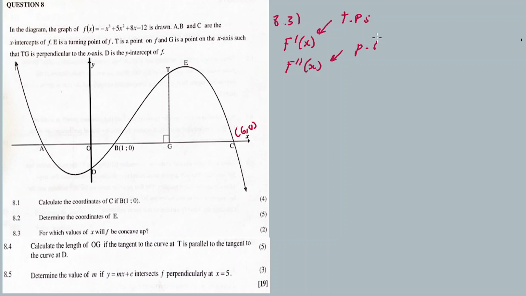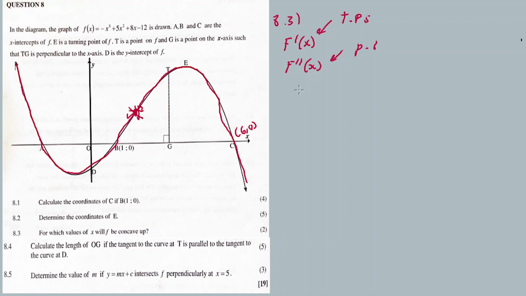The point of inflection, or the point of concavity, is where your graph changes its concavity. Meaning my graph is concave up, concave up, concave up, then at a certain point you change the concavity and it becomes concave down. This point is what we call a point of inflection, or the point of concavity, where your graph changes concavity. So in order to answer this question 8.3, for which values of x will f be concave up, we have to find the point of inflection again.